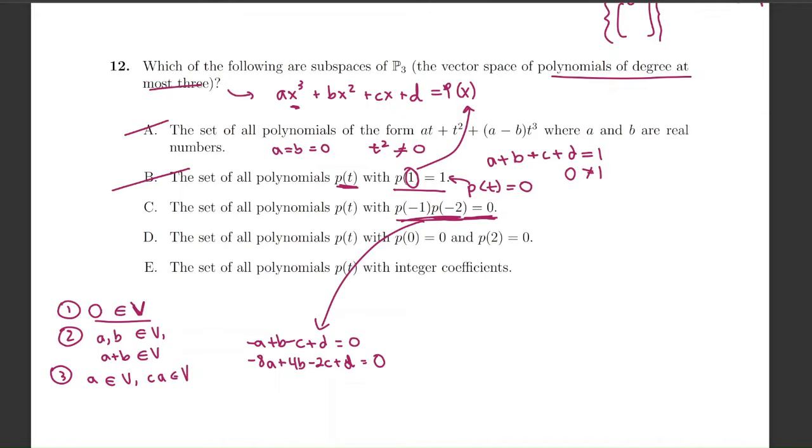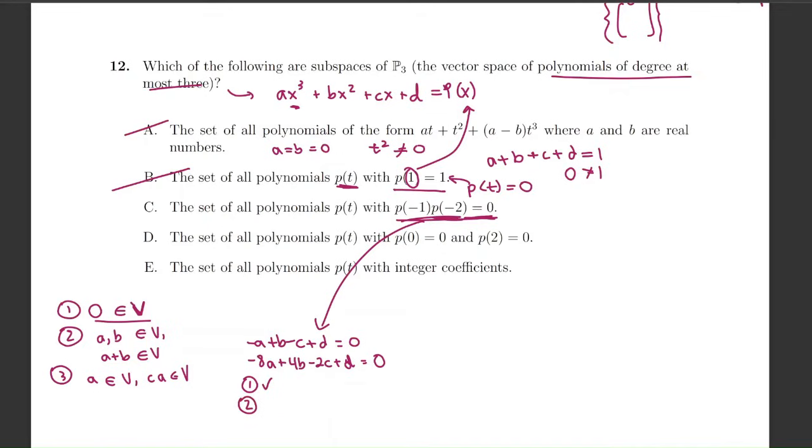Okay, so these are our constraints, right? First thing we can check: does it contain 0? If a, b, c, d equal 0, you can see that these two expressions will equal 0. So this satisfies the constraint, so 0 is in this set of polynomials. So we have checked the first one.